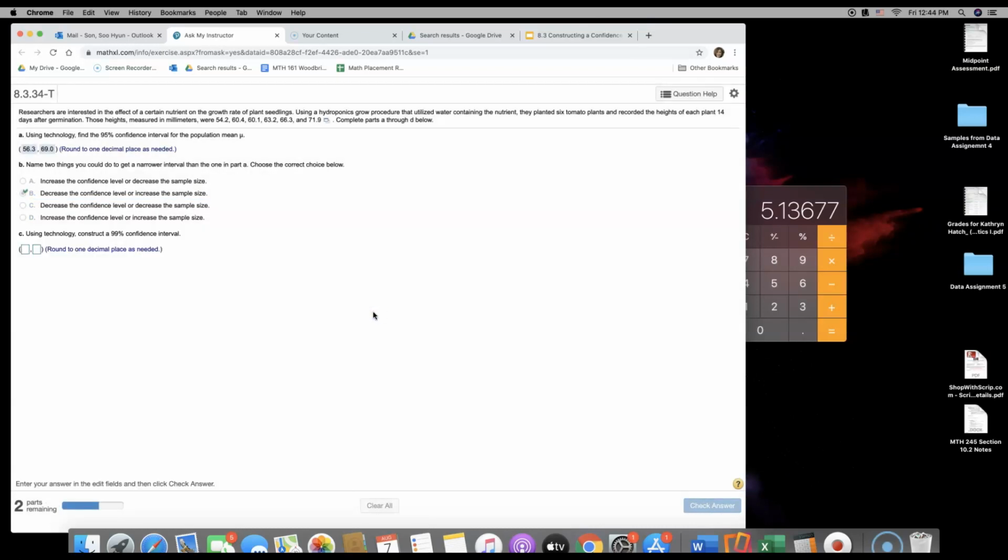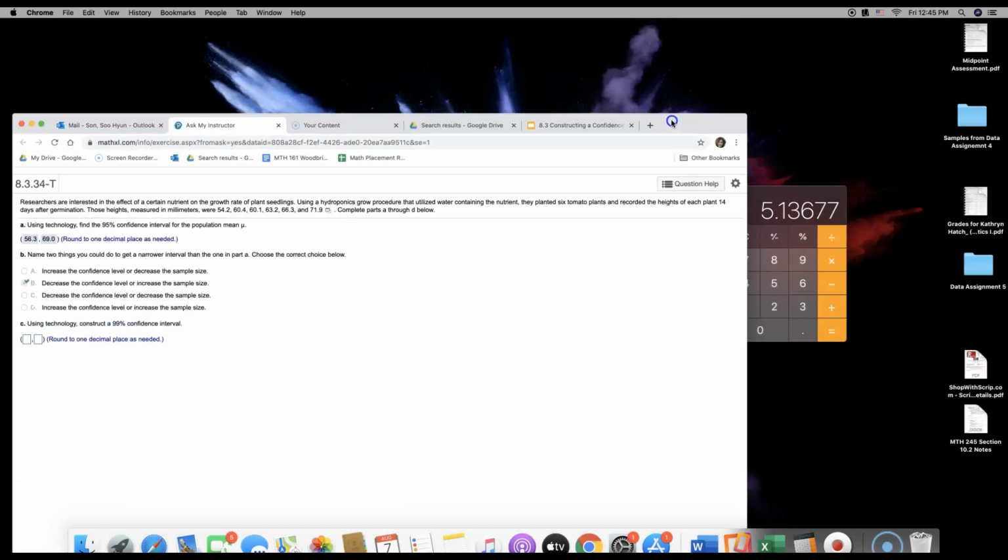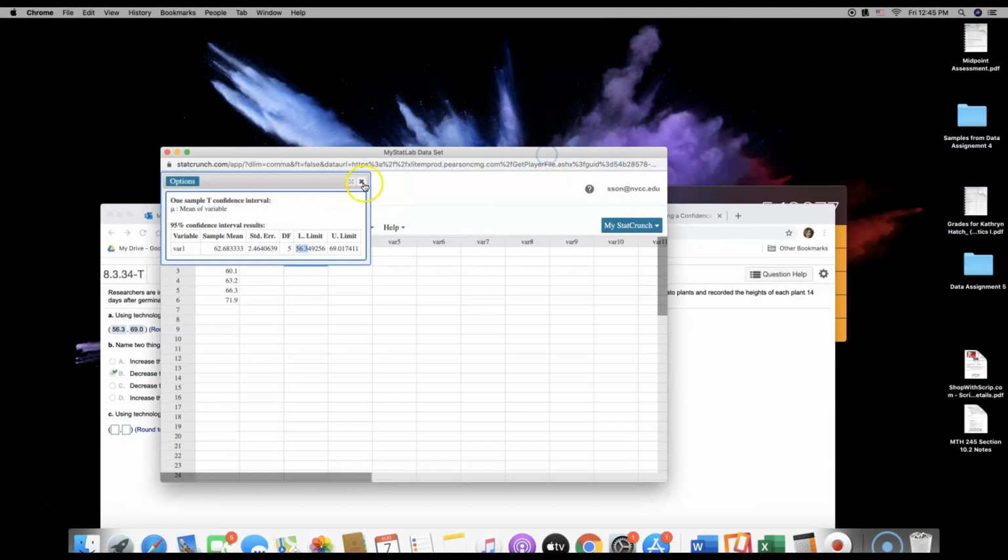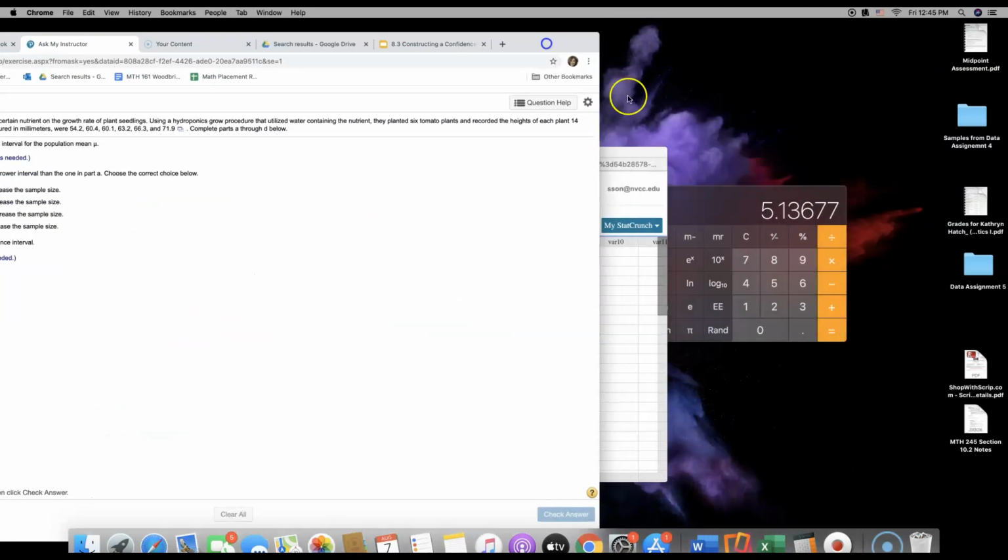Lastly, they want you to construct a 99% confidence interval. Now they're going up on the confidence level, so what I'm expecting is the interval will actually get wider. So let's take a look. Where did that go? Oh, over here. So 99% confidence interval.